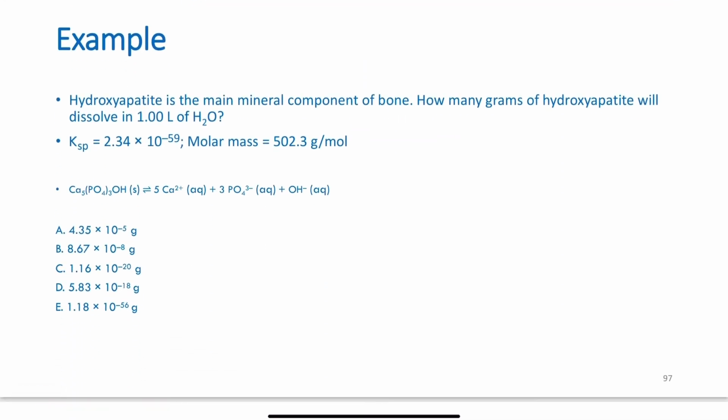Hydroxyapatite is the main mineral component of bone. How many grams of hydroxyapatite will dissolve in 1 liter of water? It gives us the Ksp and the molar mass of hydroxyapatite as well as the reaction. So we've got 5 calcium ions, 3 phosphate ions, and 1 hydroxide ion. Let's set up your ICE chart. We're going to set it up right over the answers.